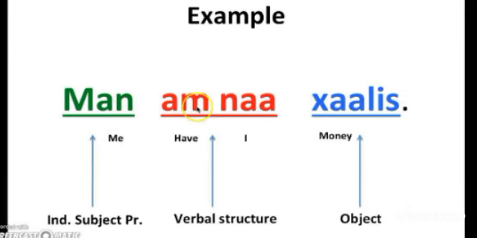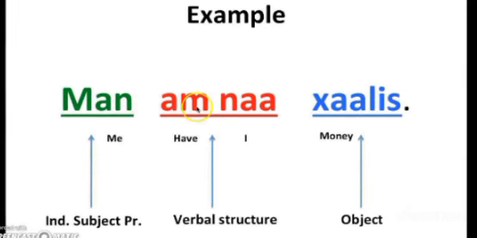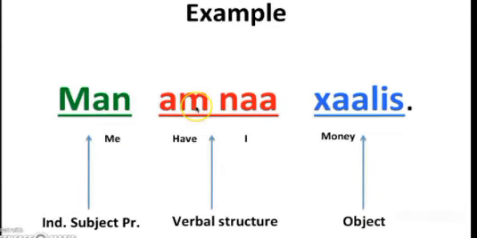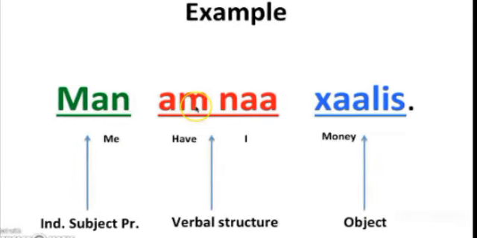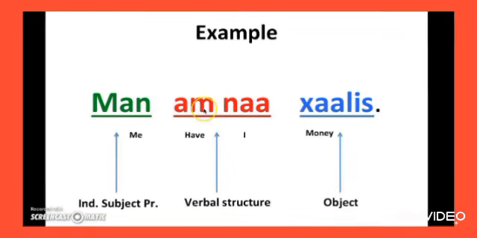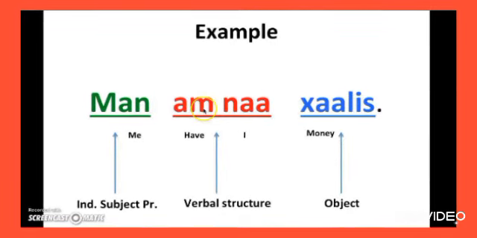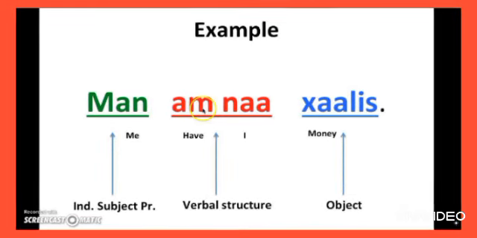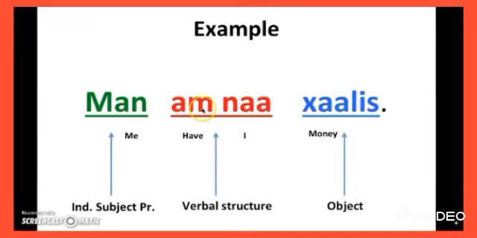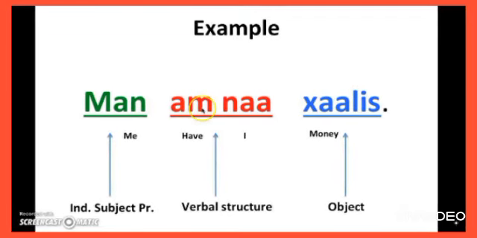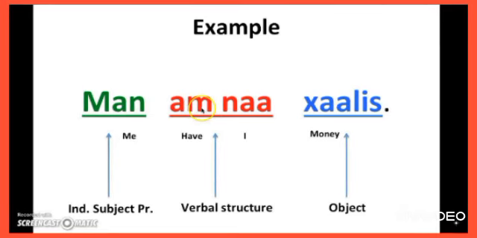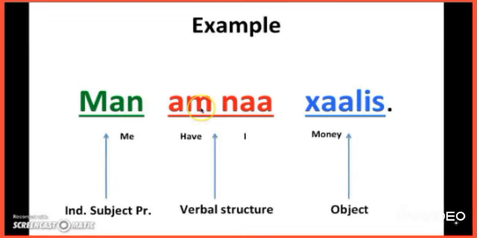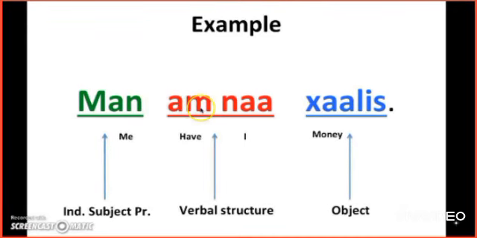Man, in English, me, is an individual subject pronoun. The next one, am, meaning in English, have, is the verbal structure. Na, meaning in English, I, is also a verbal structure of the sentence.